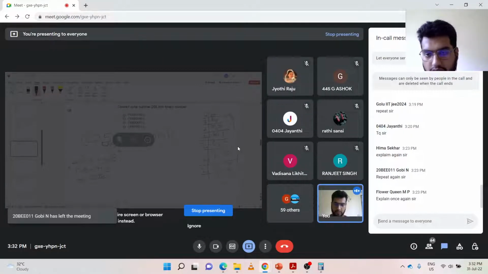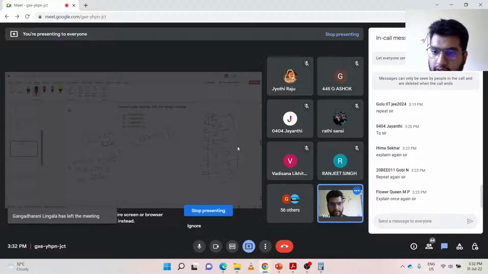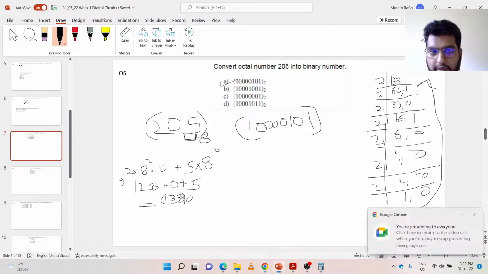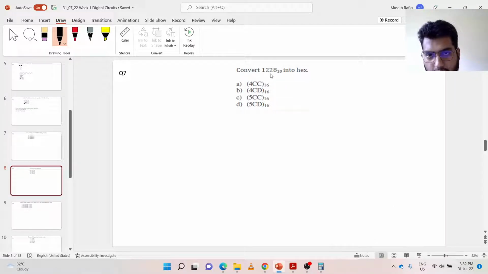So any doubt regarding this question? I can see no questions here, so let me just proceed to question number 7. The 7 is another conversion question. Here we are given the decimal number 1228, and we have to convert it into hex, that is, the base 16 system.